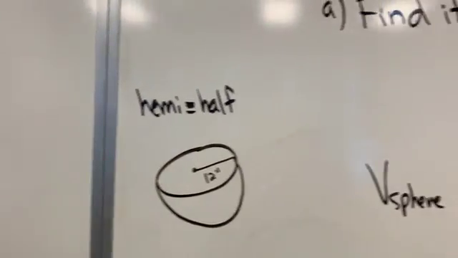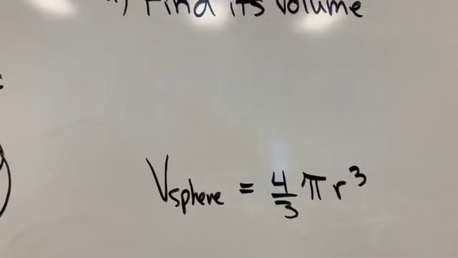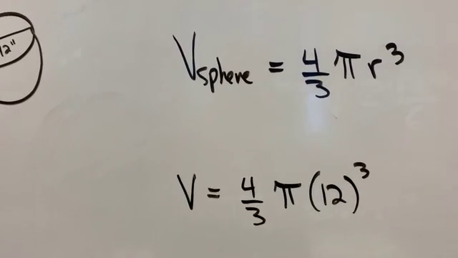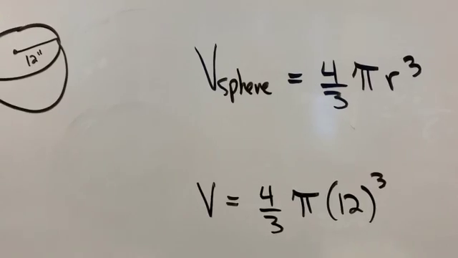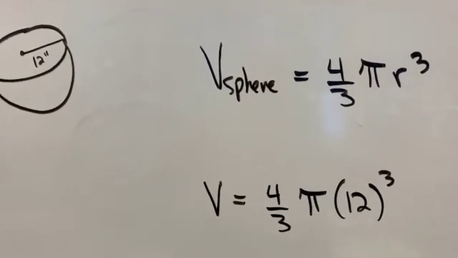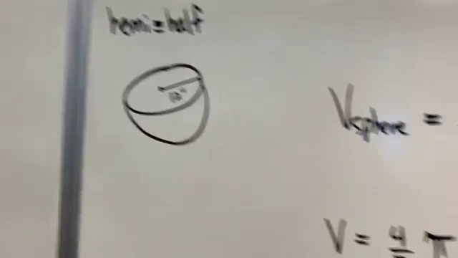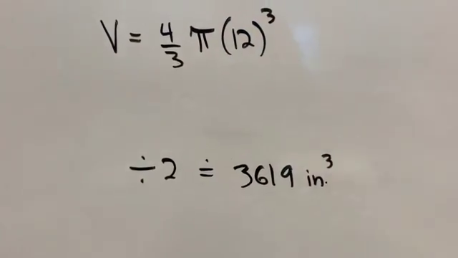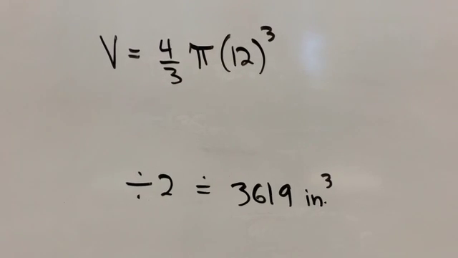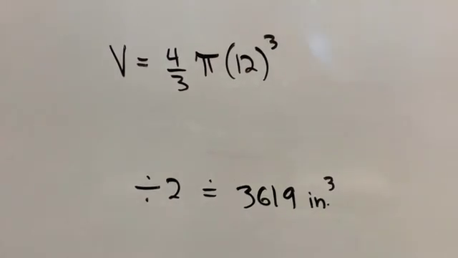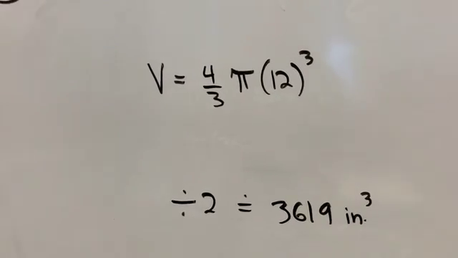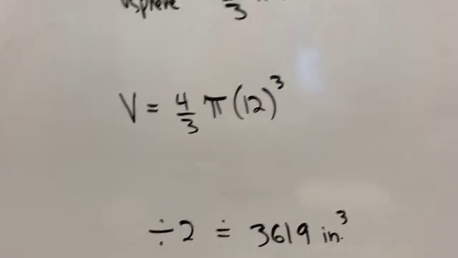Well, we know the volume of a sphere is 4/3 pi r cubed. So if we found the volume of 4/3 pi r cubed, all we have to do is divide that in half, and half a sphere takes up half the volume of the whole sphere, and you'll end up with about 3,619 cubic inches. There are no rounding instructions here, so I wouldn't be too picky about what the rounding is. That's not really the point of this question. The point of this question is the surface area.